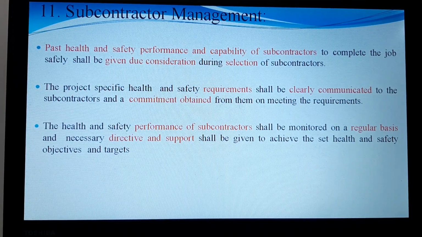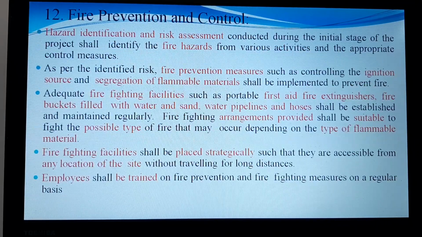So they also should give due consideration towards the safety and health performance, and the subcontractors' capability of executing the project needs to be reviewed before selecting them. Their safety and health requirements should be clearly communicated to the subcontractors, and their commitment needs to be obtained before we award work to them. Their performance regarding health and safety needs to be regularly monitored, and a directive and support system should also be available.